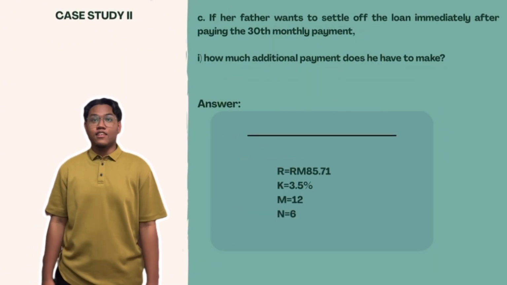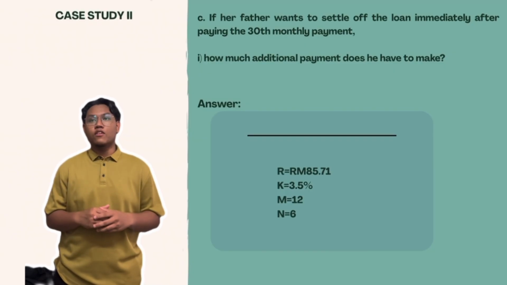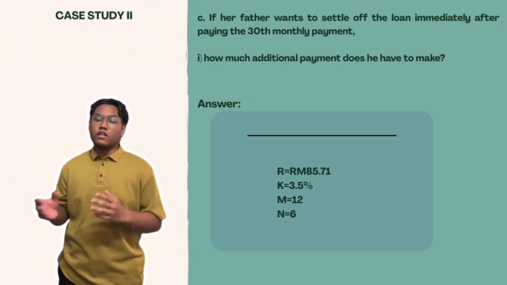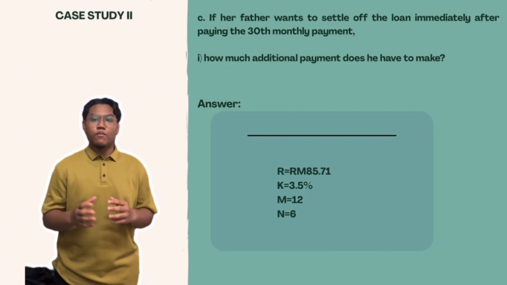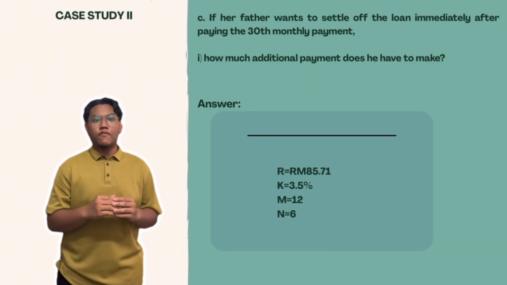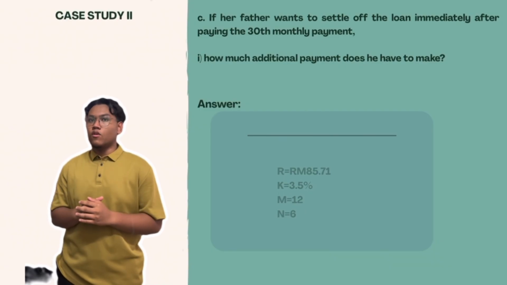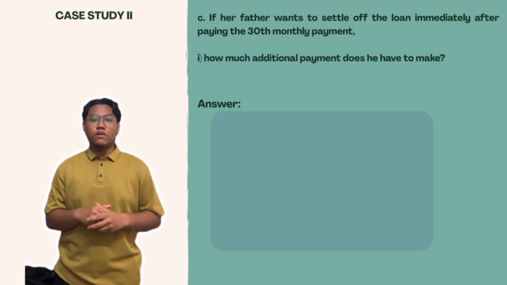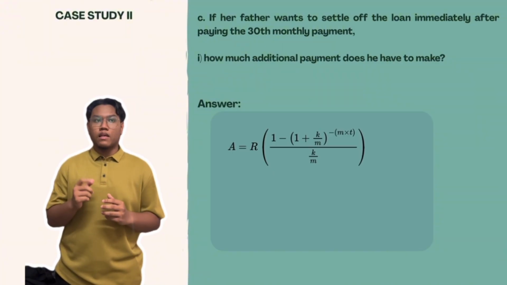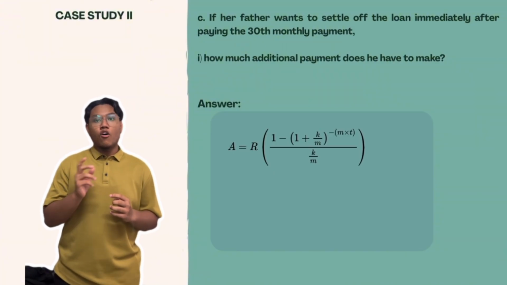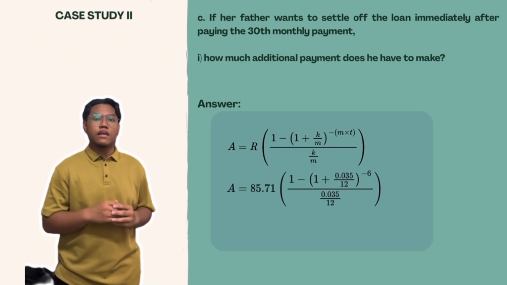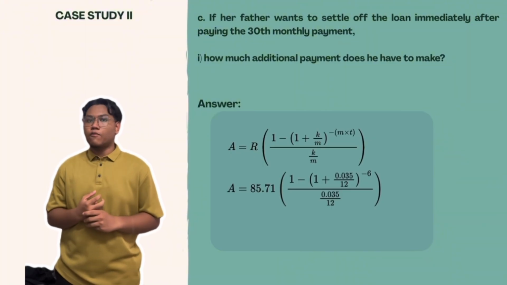For question C, her father wants to settle the loan immediately after paying 30 monthly payments. From the question, we need to take out the information given, so it will be like this. We know that her father has settled 30 monthly payments, so there is a balance of 6 more months. We need to decide which formula we are going to use. For this question, we use A equals R[1 − (1 + k/m)^(−n)] over k/m. We just substitute the information we took out from the question, and then we get the answer.